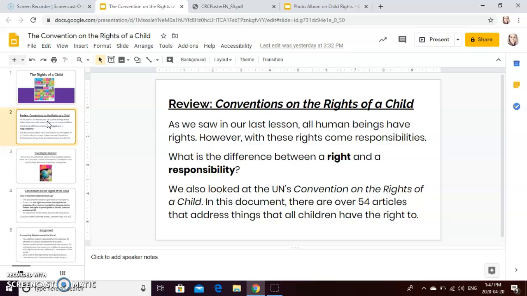After we discussed this, we also looked at the UN's Convention on the Rights of a Child. And as I said to you last week, there are about 54 articles in here that address different things that all children have the right to. And those can basically be broken up into about four different sections, where all those articles would fall under. So we'll go over those as well.